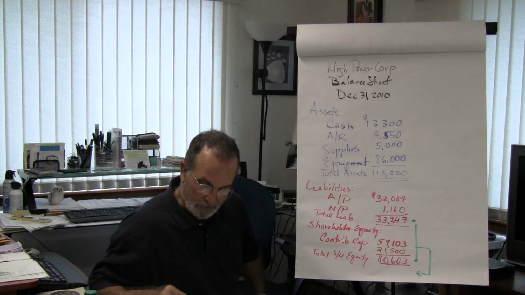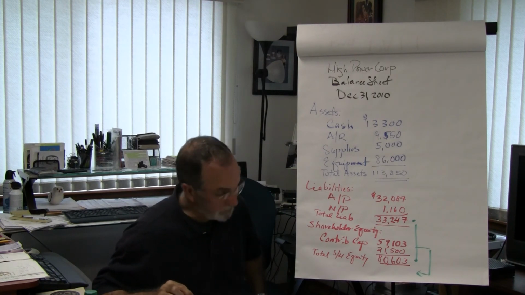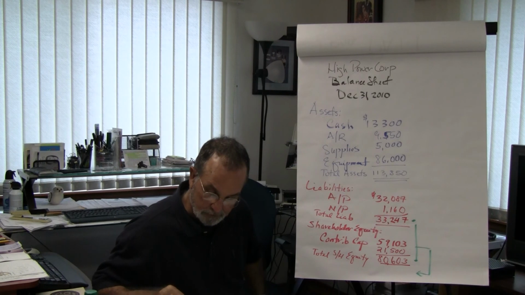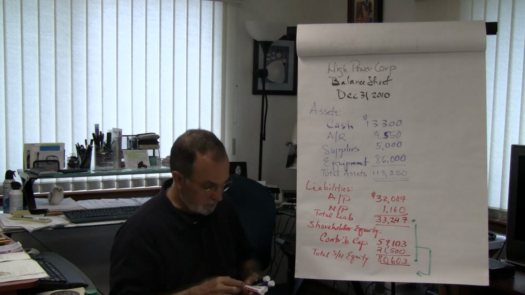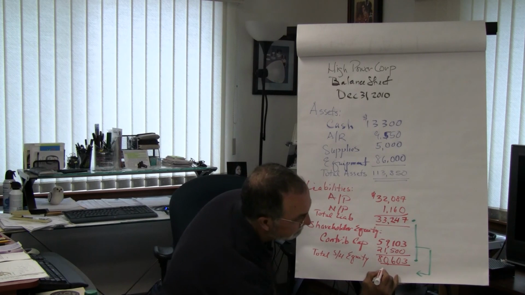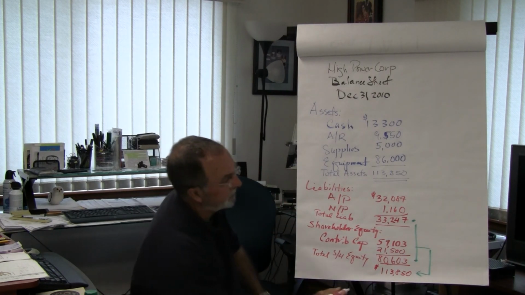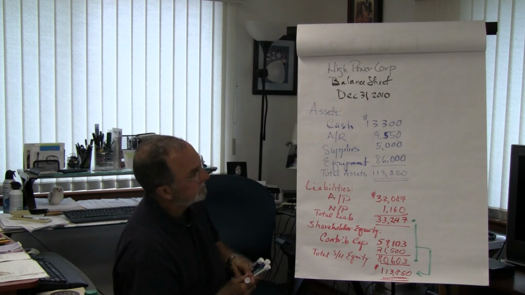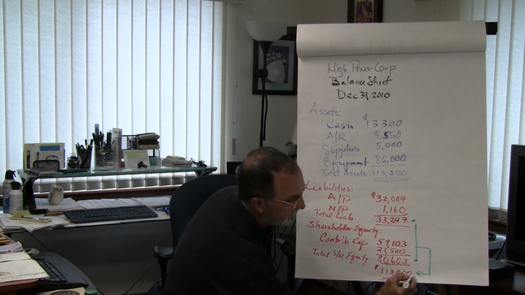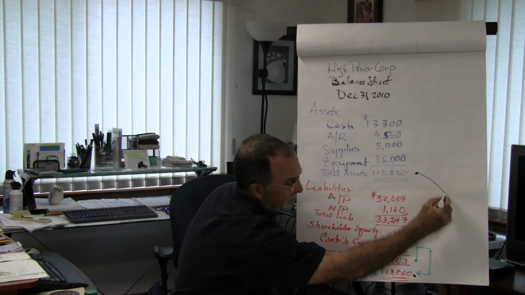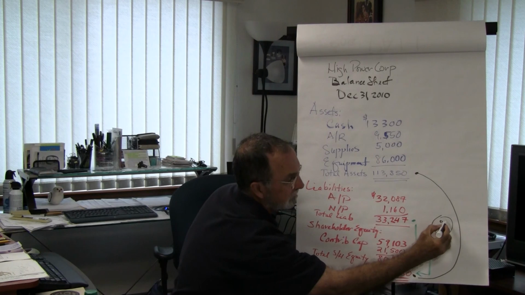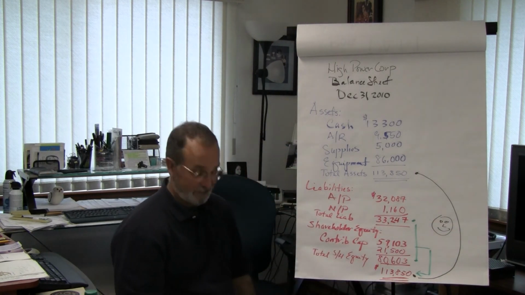we should get an amount that is equal to our assets. So let's see, 33,247 and 80,603 is 113,850, and we are, as we love to say when we do this kind of work, in balance.